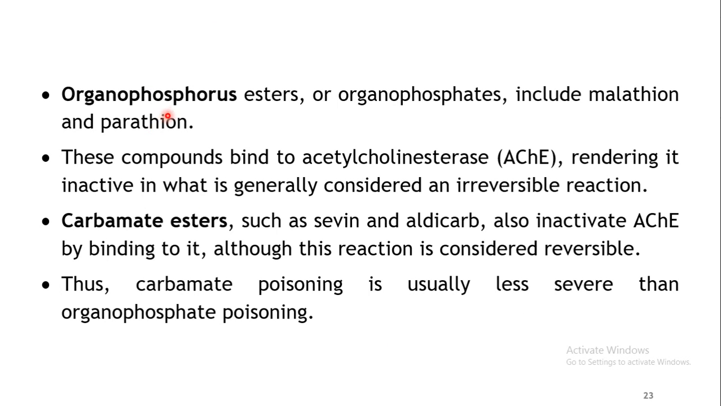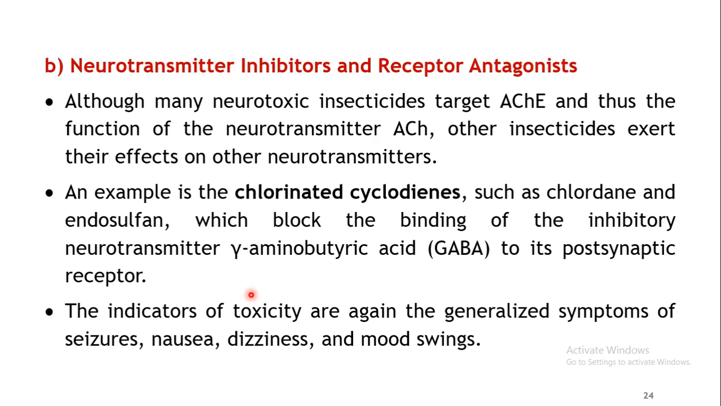Like say for example, organophosphates such as malathion and parathion can inhibit this particular enzyme irreversibly. That is, once this enzyme is blocked, it is permanently blocked until new enzyme is synthesized. Whereas carbamate esters like sevin or aldicarb are also inhibitors of this enzyme, but these are reversible in nature. So toxicity produced by organophosphates is quite severe as compared to the poisoning due to carbamates.